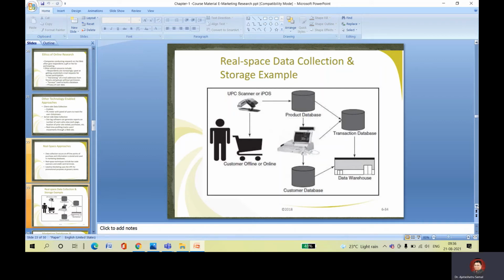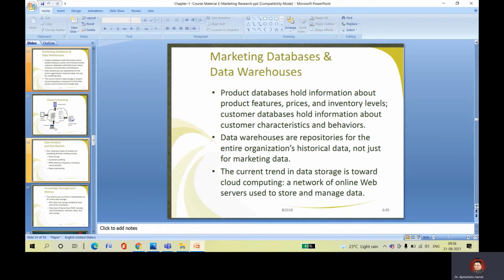Marketing database and data warehousing. The product database holds information about product features, prices, and inventory levels. The customer database holds information about customer characteristics and behaviors. Data warehouses are repositories for the entire organization's historical data, not just marketing data. The current trend in data storage is towards cloud computing, a network of online web servers used to store and manage data requirements.